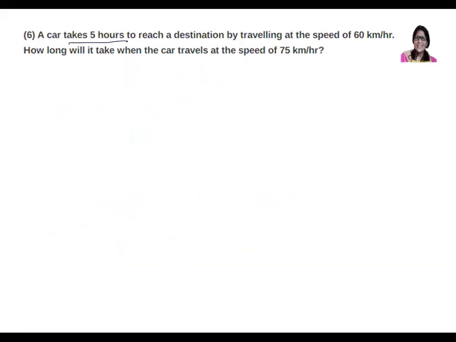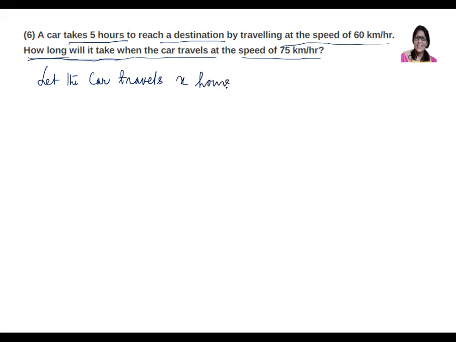A car takes 5 hours to reach a destination by traveling at a speed of 60 km per hour. How long will it take to travel at the speed of 75 km per hour? So this is the variable. One is speed, one is time. They are in inverse proportion, you know. So whatever will not be there we take as X. How long means time. How many hours? So we'll write that let the car travel X hours at a speed of 75 kilometer per hour.